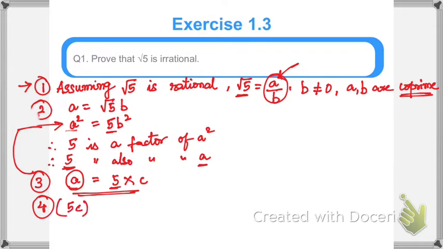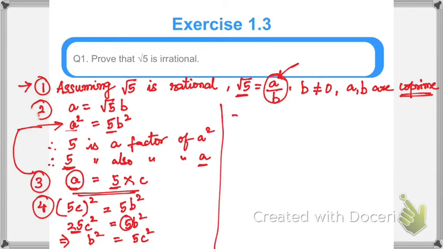5c whole square will be equals to 5b square. That will give you 25c square is equals to 5b square. And from there, taking this 5 down over here, you will get b square is equals to 5c square.